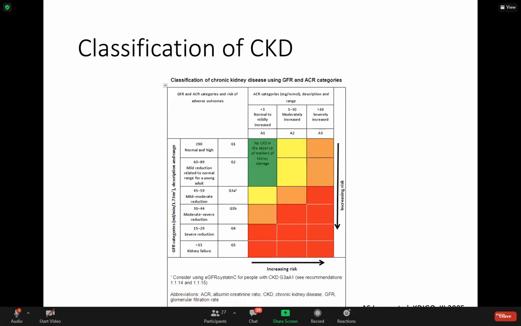Okay, when I have a GFR of 14 and he has no albuminuria, less than 3, what do you call this? So GFR is less than 15, this is G5, right? And albuminuria is less than 3, so this is A1, so you call it G5A1.